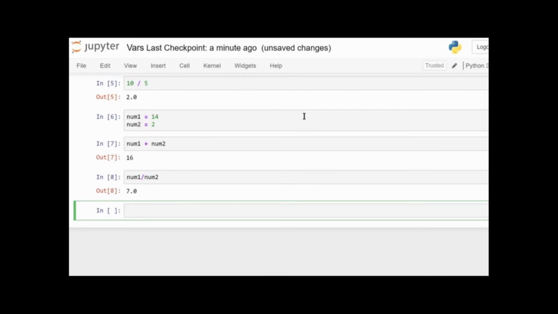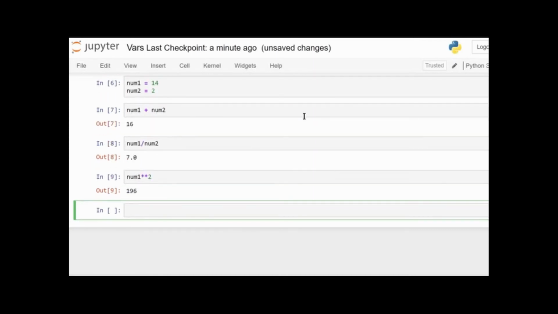To use power functions, we use two asterisks. Take 14 to the power of 2. Numbers with decimal points like 10.54 are doubles.